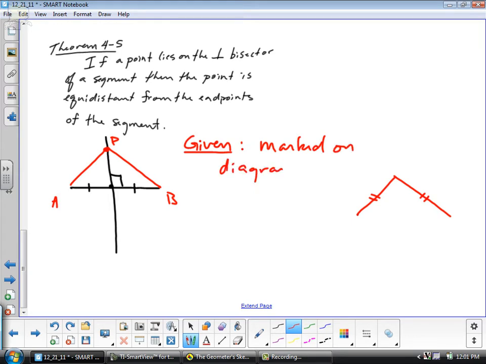What we want to prove is that PA is congruent to PB. But that means point P, since it's on that perpendicular bisector, has to be equidistant from the endpoints.